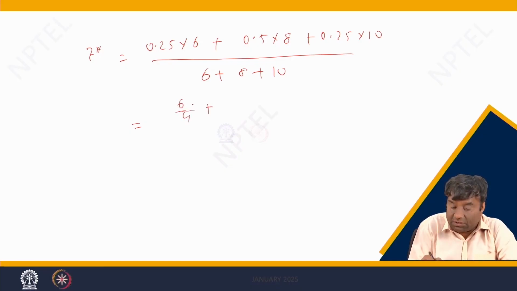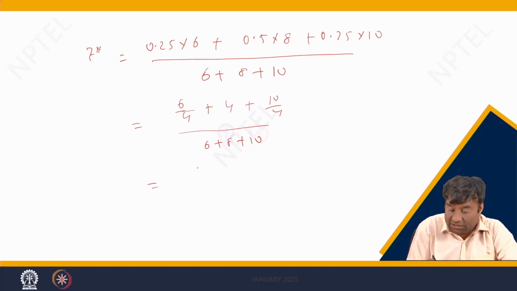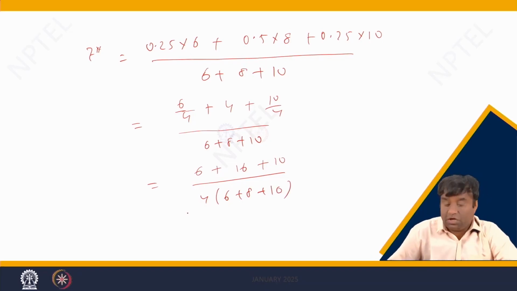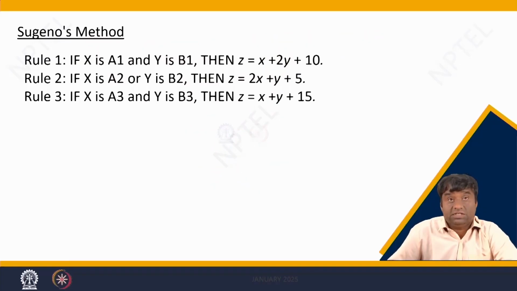plus this will get something like 4, this will get again 5 by 2 or 10 by 4, divided by 6 plus 8 plus 10. So that is basically 6 plus 16 plus 10 by 4 into 6 plus 8 plus 10. So whatever the value, that is the value of z star. So I hope you have understood how to solve these things.